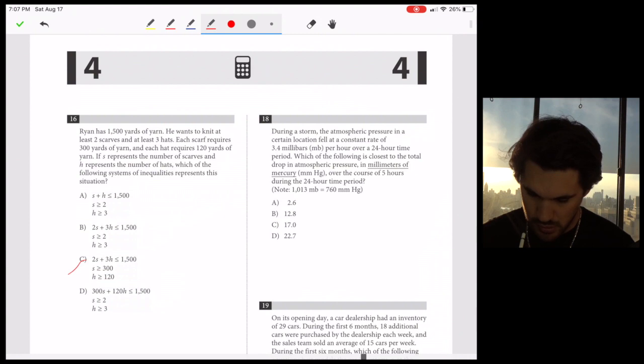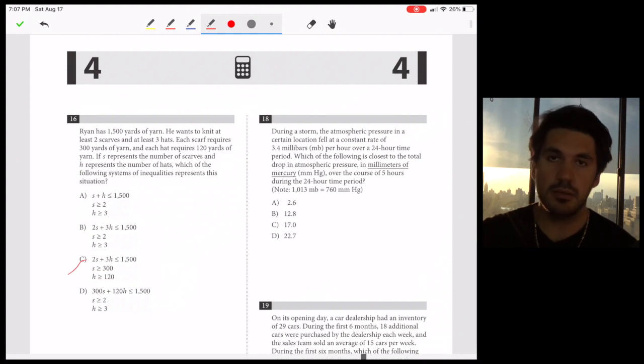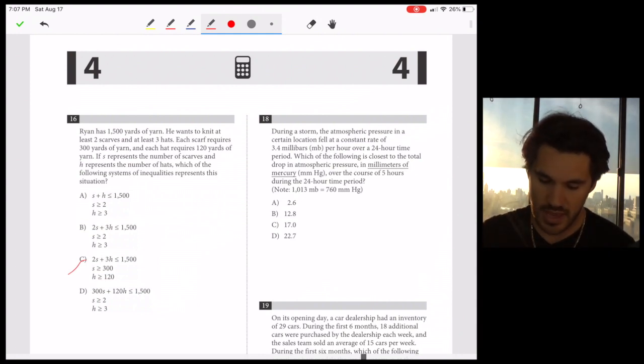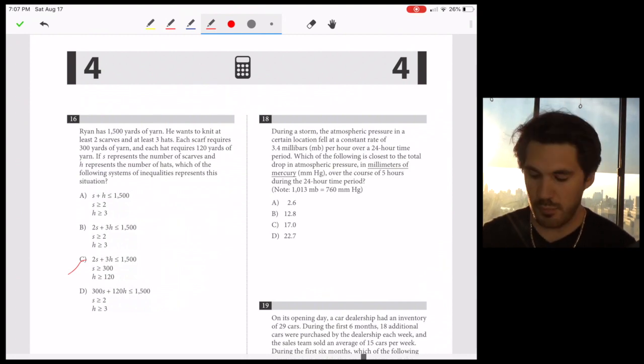But that's not for the number of scarves, right? That's for how much yarn gets used. So 300 yards times the number of scarves plus 120 yards times the number of hats has to be less than or equal to the total amount of yarn that we have. So the inequality that represents that is D.